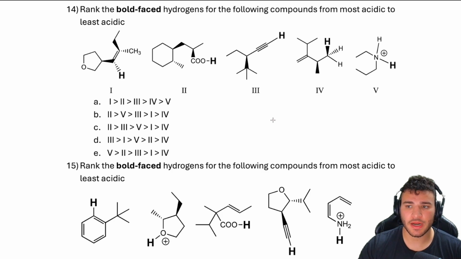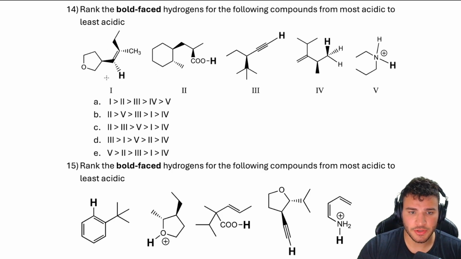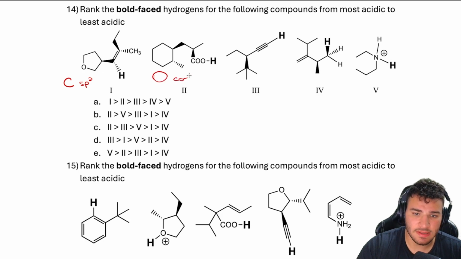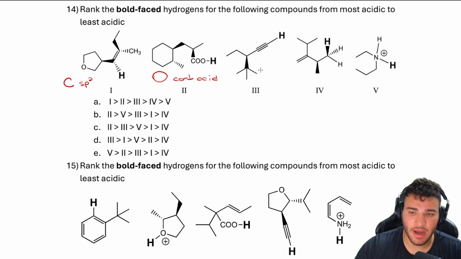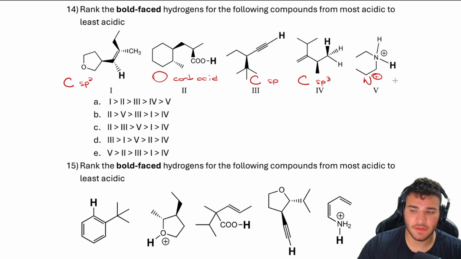Question 14, let's organize from most to least acidic. In structure 1, we have a hydrogen connected to a carbon that is sp2 hybridized. In structure 2, we have a hydrogen attached to an oxygen that is a carboxylic acid. Structure 3, we have a hydrogen connected to a carbon that is sp hybridized. Structure 4, we have a hydrogen connected to a carbon that is sp3 hybridized. And structure 5, we have a hydrogen connected to a nitrogen that is positively charged.